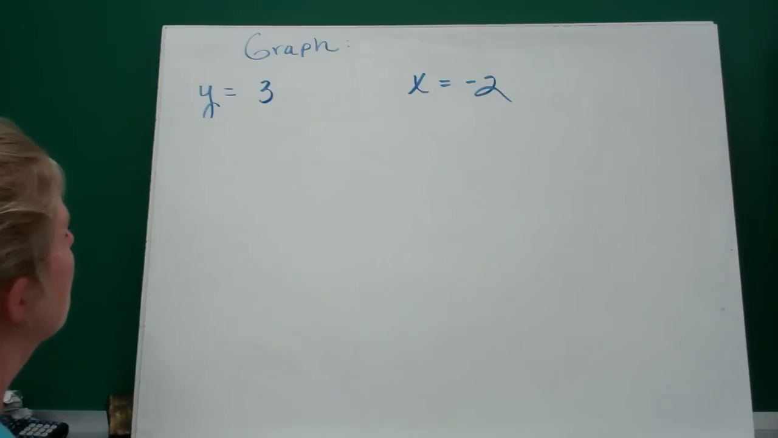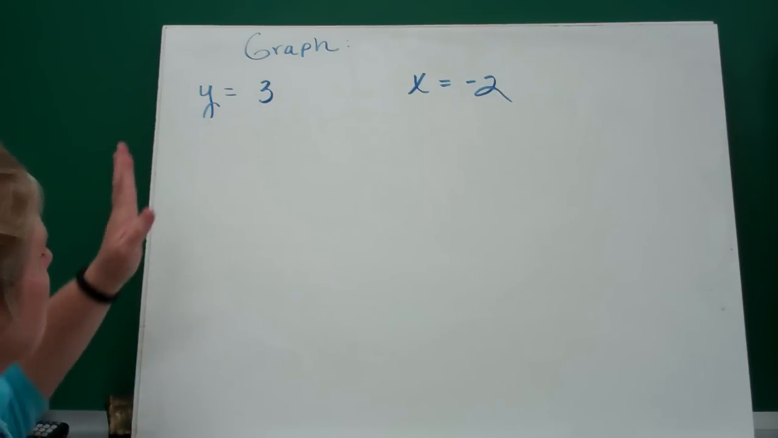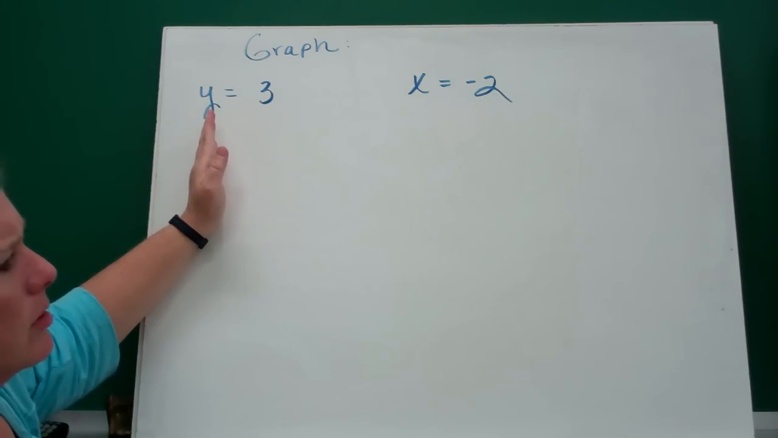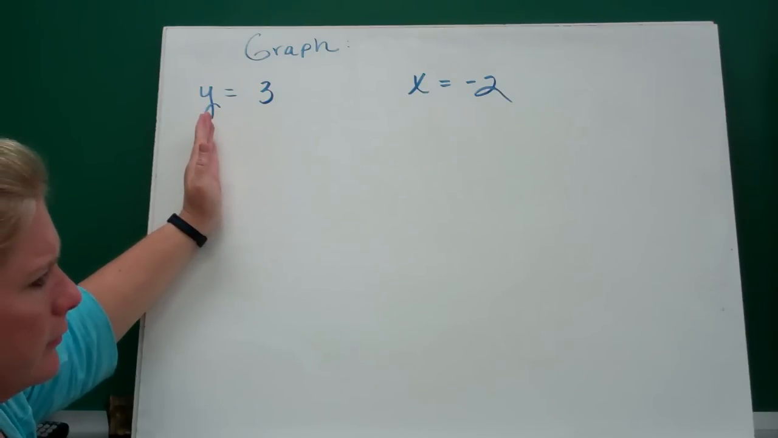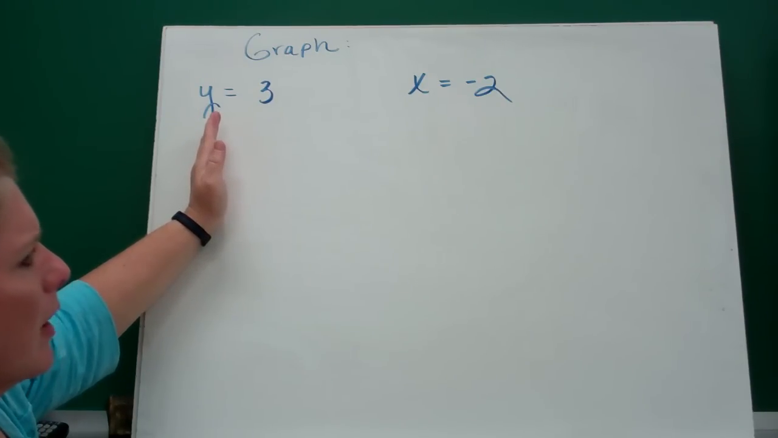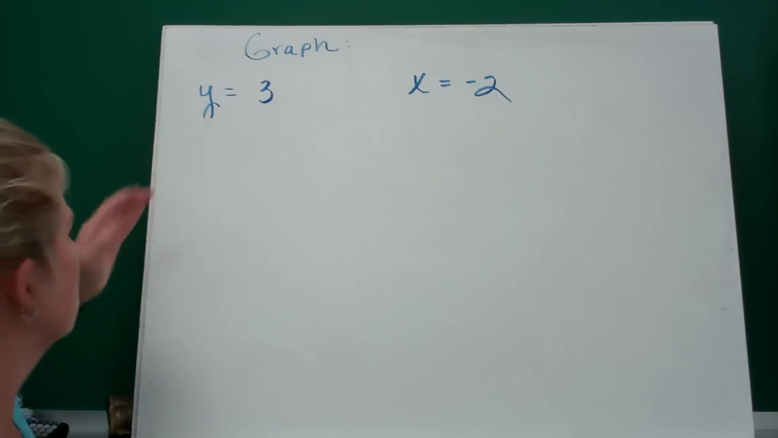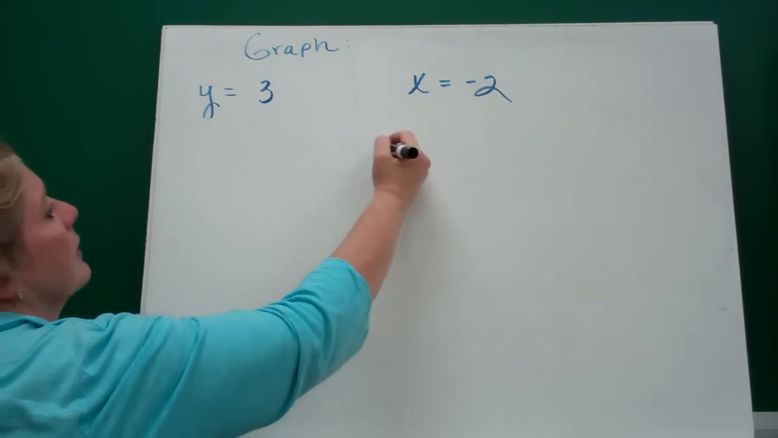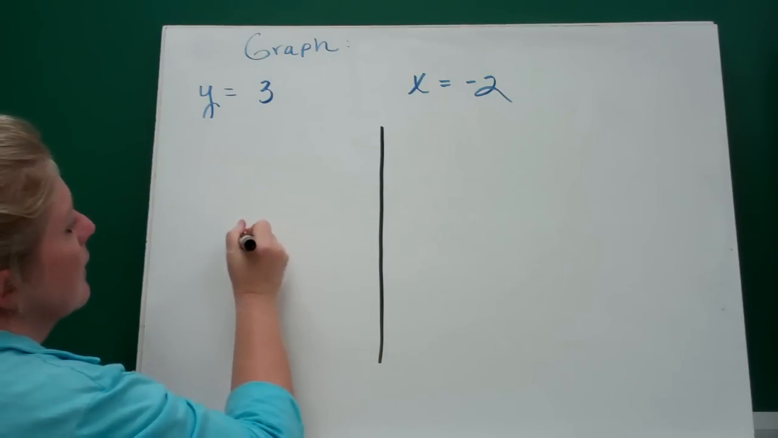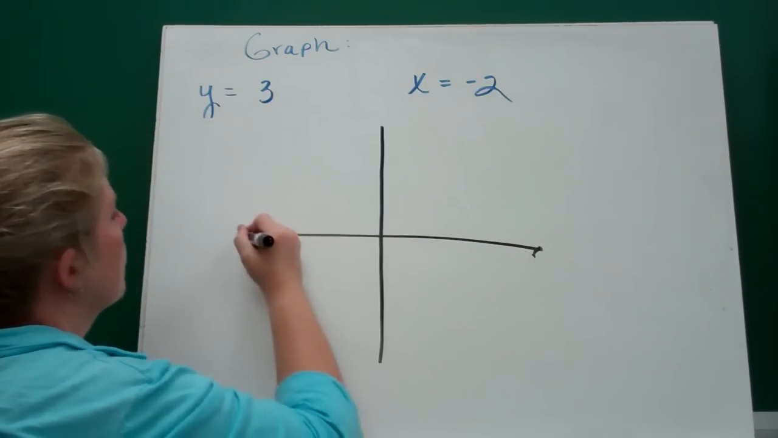Horizontal and vertical lines. Which one's this? Is this the horizontal or is this the vertical? If you can't remember, think about, okay, it's y equals, so that means it's going to cross the y-axis. So what does that make it? That makes it horizontal. And I'm going to graph these on the same coordinate plane.